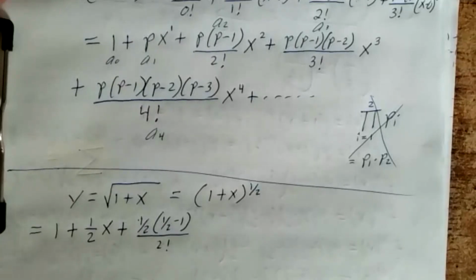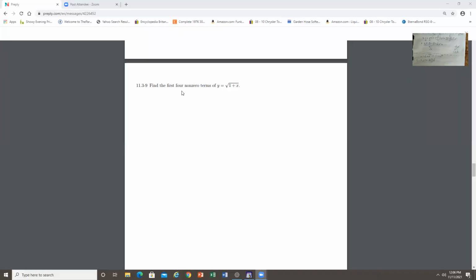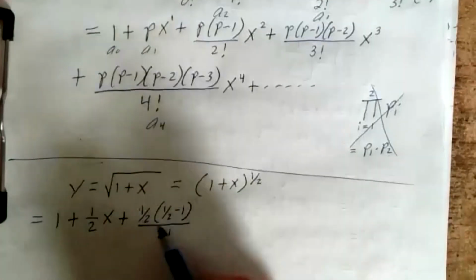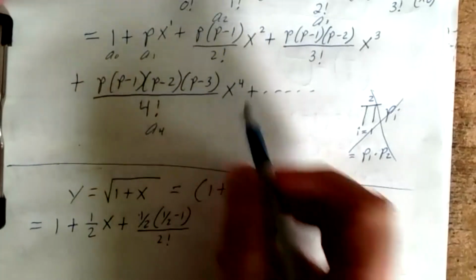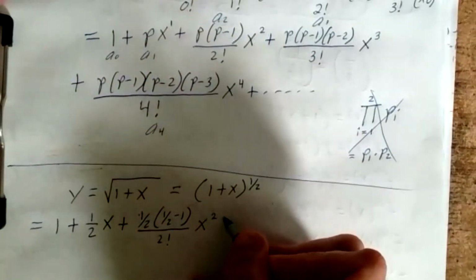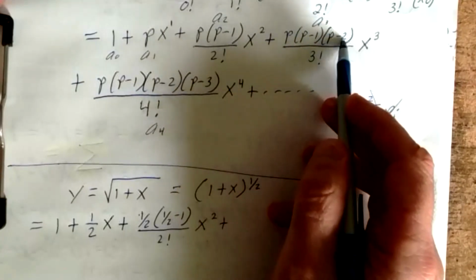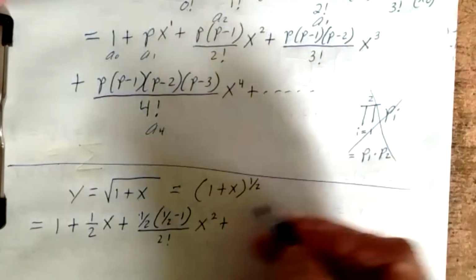Wait a minute, let me look at this again. Oh, they want the first 4 non-zero terms. I thought it said non-negative terms. Okay, non-zero. All right, so we got that. So 1/2 times 1/2 minus 1 divided by 2 factorial times x squared, plus 1/2 times 1/2 minus 1 times 1/2 minus 2 over 3 factorial times x cubed.